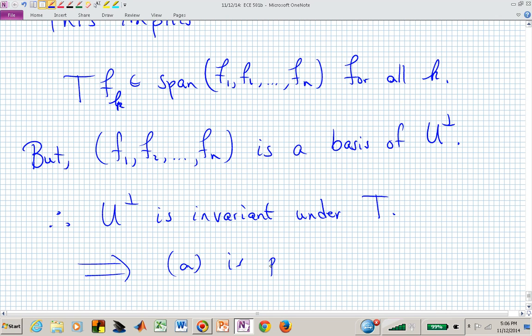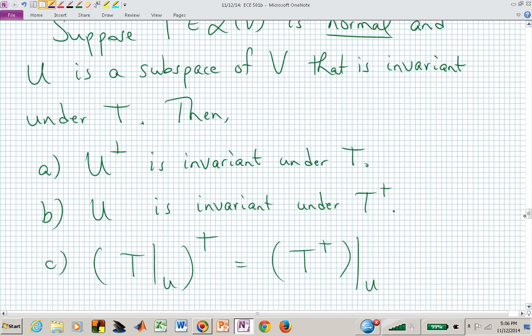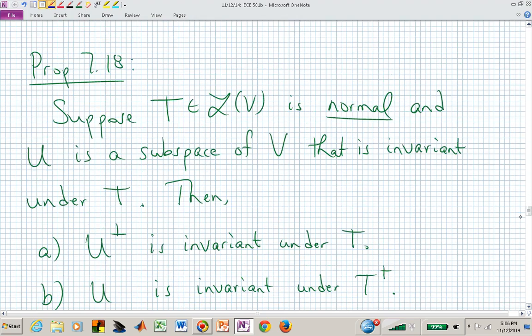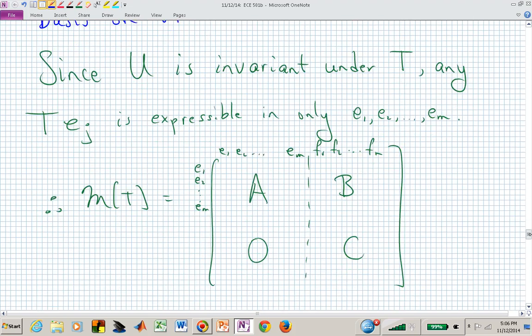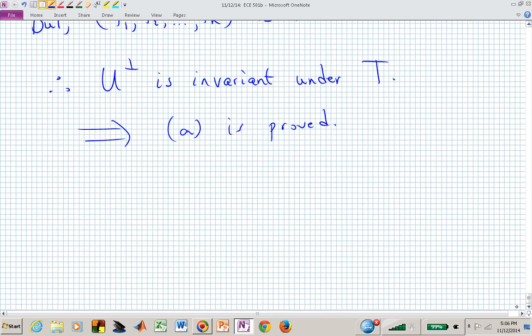And if you've forgotten, I'll remind you that was statement A. A is now proved. A was the following. If we started with this linear operator T and it's normal, and U is a subspace of V that's invariant under T, then U perp is invariant under T. And we showed that by this argument of the block matrix structure of the matrix representation of that linear operator T.